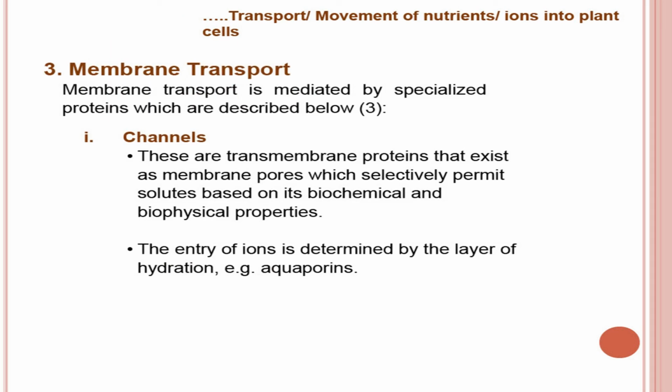Now, the third important mechanism of nutrient transport is membrane transport. So, membrane transport is mediated by specialized proteins which are described below. Number 1 is channels. So, what are the channels for membrane transport? These are transmembrane proteins that exist as membrane pores which selectively permit solutes based on their biochemical and biophysical properties. The entry of ions is determined by the layer of hydration. For example, aquaporins.